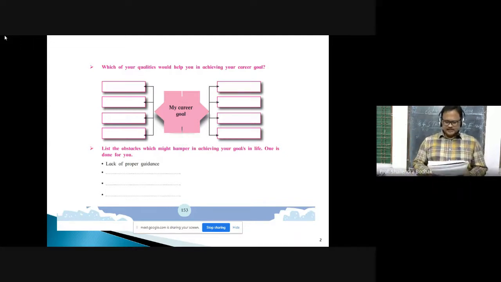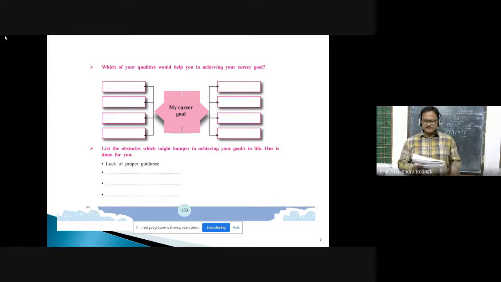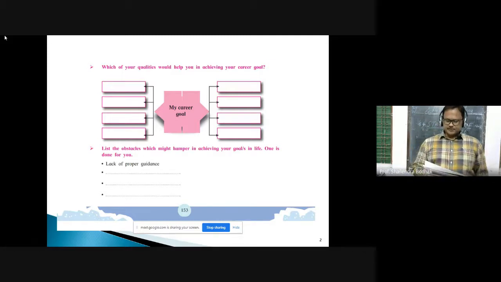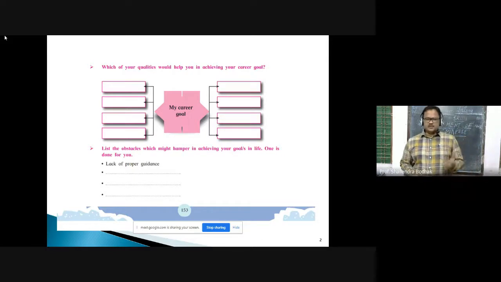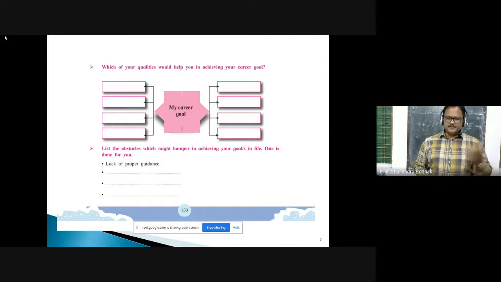You should be disciplined, personal discipline, positive thinking, belief in teamwork, healthy body, broad global view, perseverance, hard work, dedication, determination, patience. All these qualities are required in a person, not all, but a few. These qualities are required for a person to achieve his goal. Then list the obstacles which might hamper your goals in life.